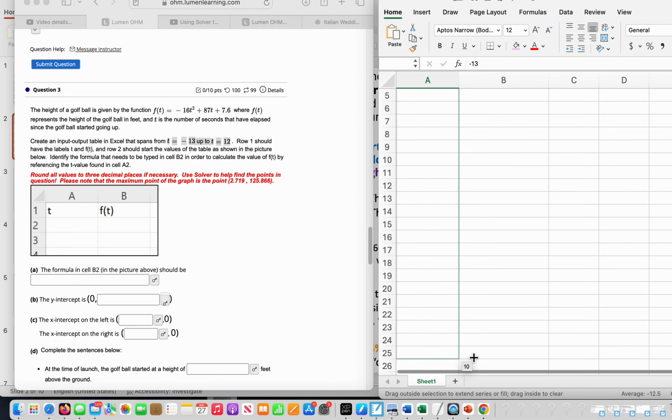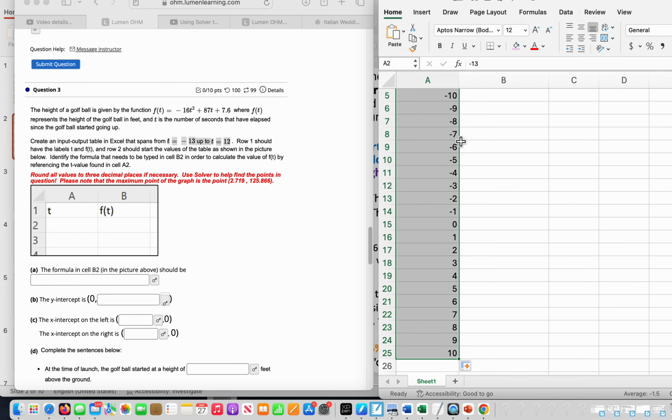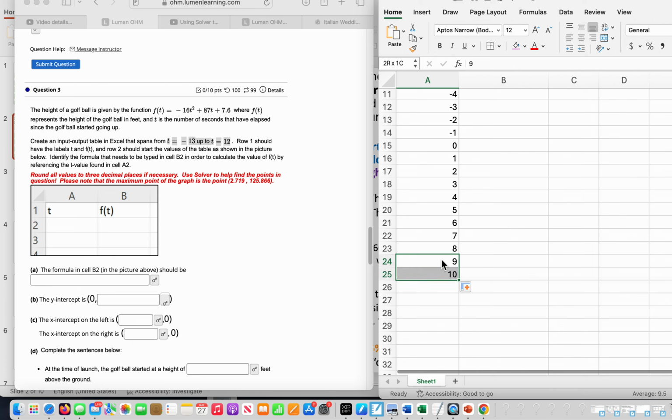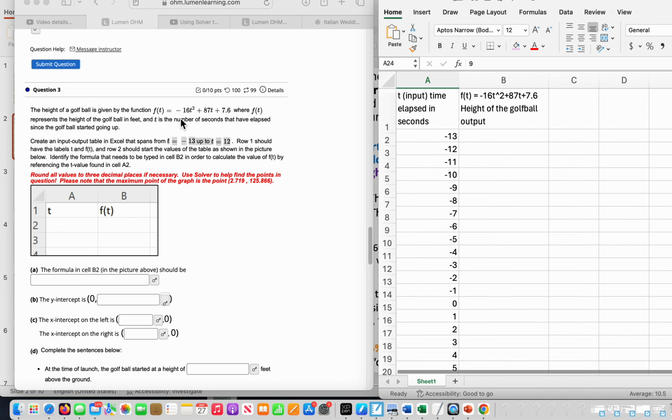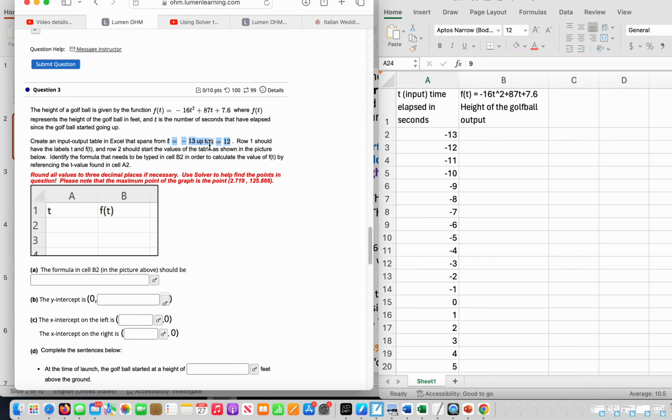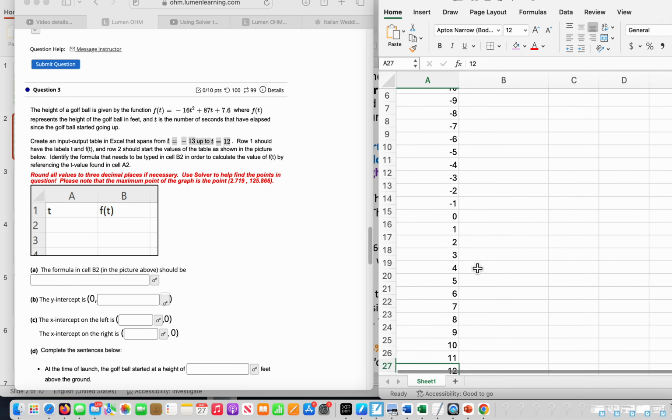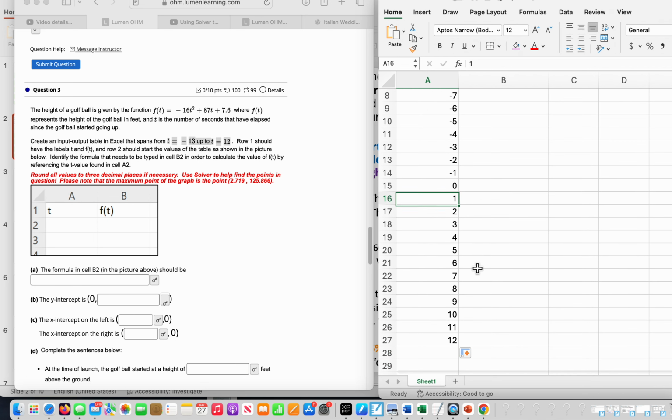I'm going to drag it down, and Excel is going to be smart enough that it's going to continue that pattern of just adding 1 for each step. And then I want to go to 11, 12, or to 12, it told me. All right, so now I've done that. I have my inputs going from -13 to 12, meaning from -13 seconds all the way up to 12 seconds. That's what that really means.